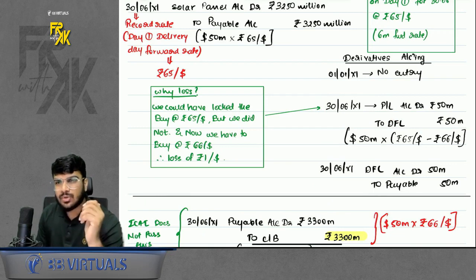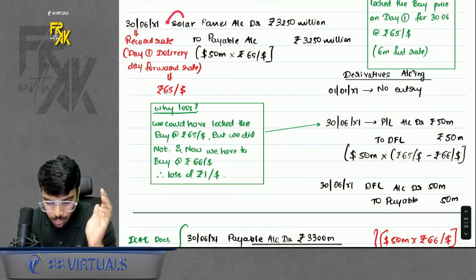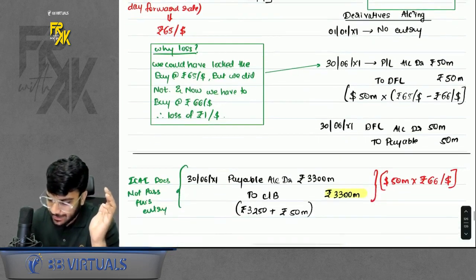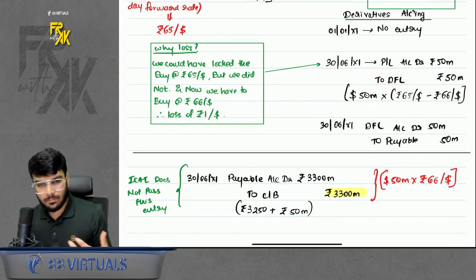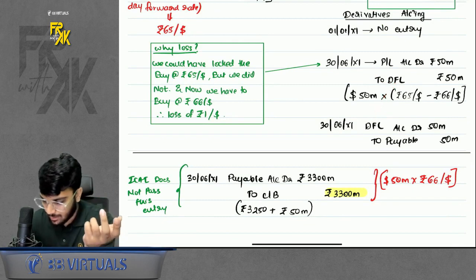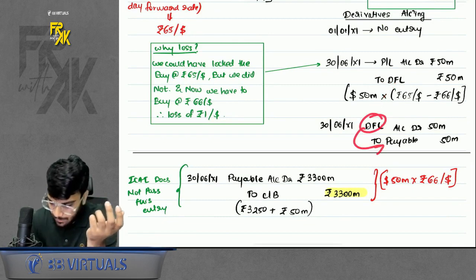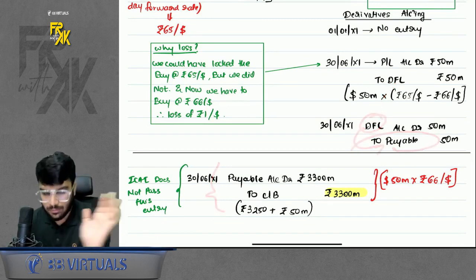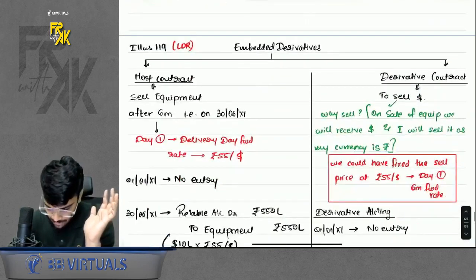Book it. Okay. So here there is some routing done. For the host contract, we booked a payable. For the derivative liability also, because we lose, we have to make a payment again. So for the derivative financial liability, whatever is there, you book a payable for it. Then both the payables, you will pay together. Okay, that's it. This was embedded derivative illustration number 100.